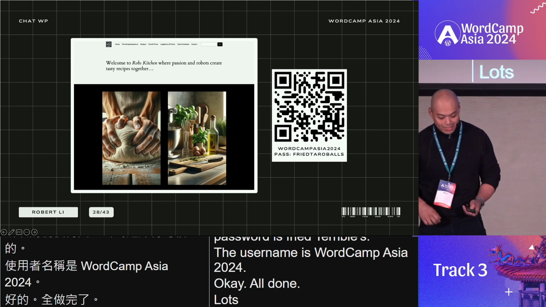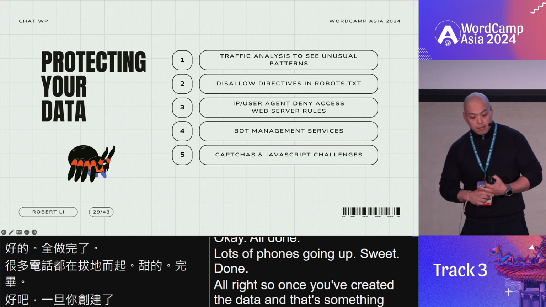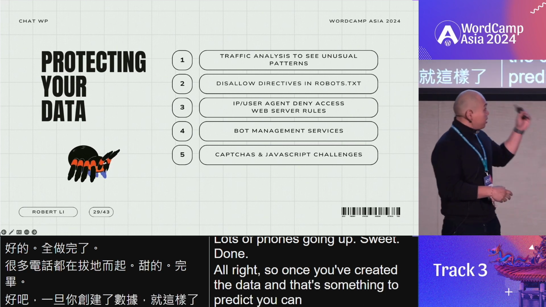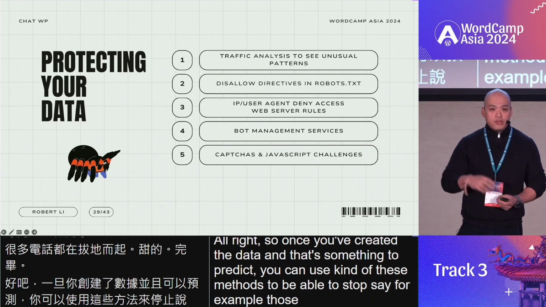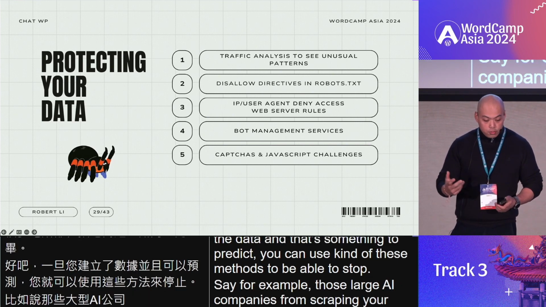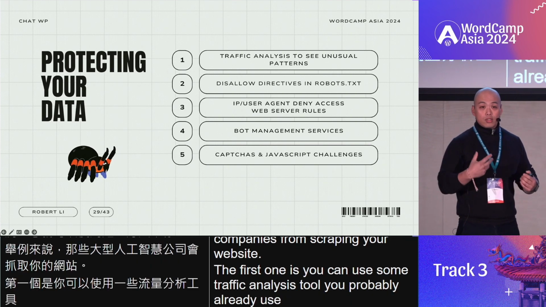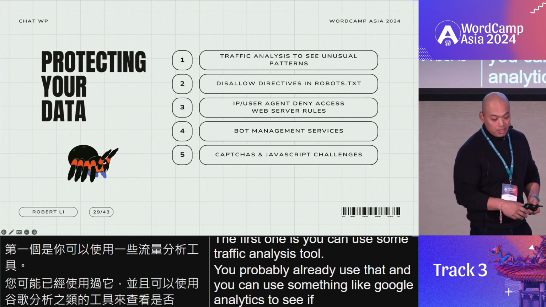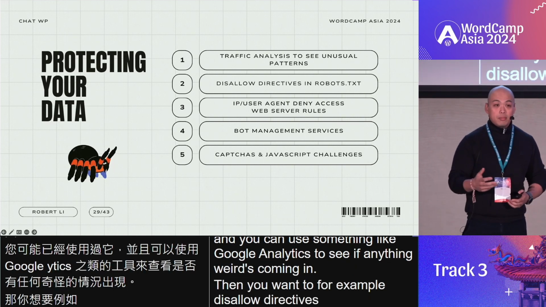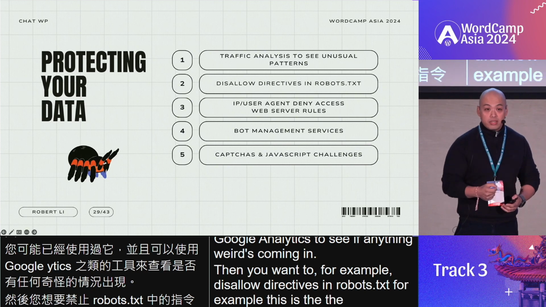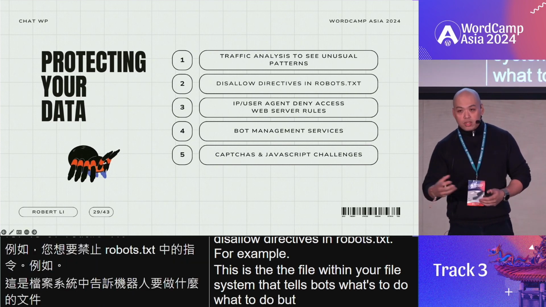Sweet. All right. So once you've created the data, and that's something to protect, you can use these methods to stop, for example, those large AI companies from scraping your website. The first one is you can use some traffic analysis tool. You probably already use that, and you can use something like Google Analytics to see if anything weird's coming in. Then you want to, for example, add disallow directives in robots.txt. This is the file within your file system that tells bots what to do. But obviously, bots don't always respect that.